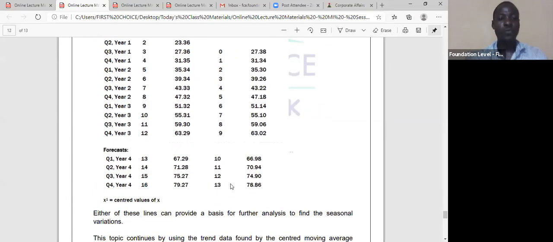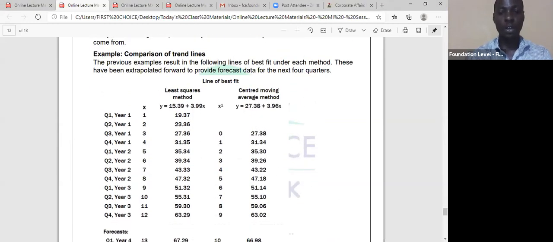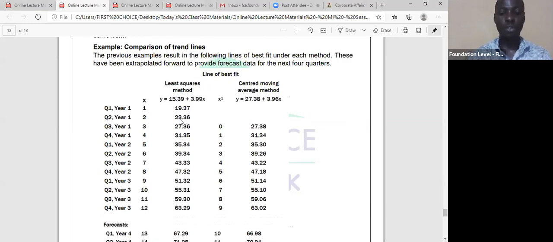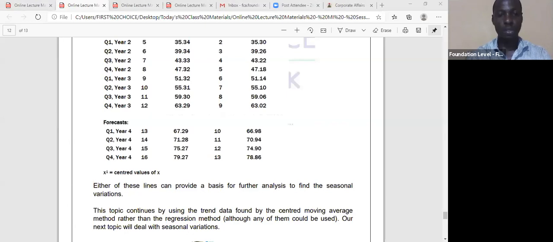So now if you want to predict a forecast for quarter 13, what do you do? Let's see how we predict for quarter 13. The line of best fit, all we need to do is say quarter 13, 3.99 multiplied by 13 gives you 51.87, plus 15.39 gives you 67.26. It is 67.29 here, approximation error.